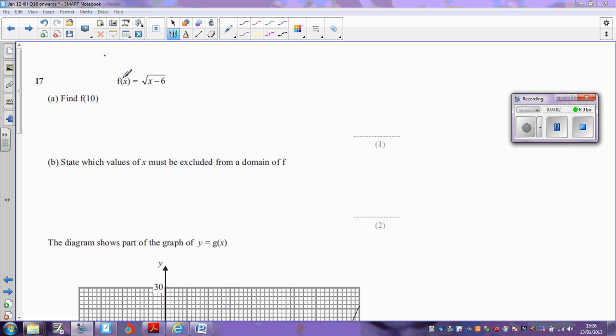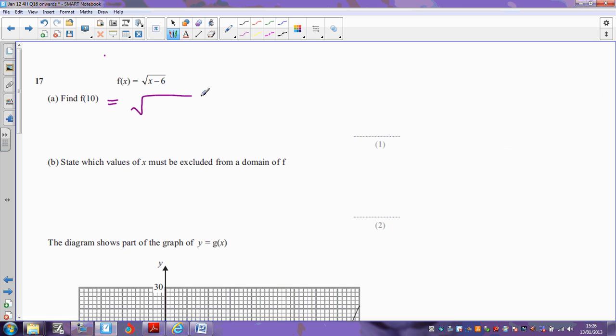Okay, I'm given that f of x is equal to the square root of x minus 6. So to find f of 10, I'm going to do the square root of 10 minus 6. Square root of 10 minus 6, well, that's just the square root of 4, and the square root of 4 is just 2. So f of 10 is equal to 2.